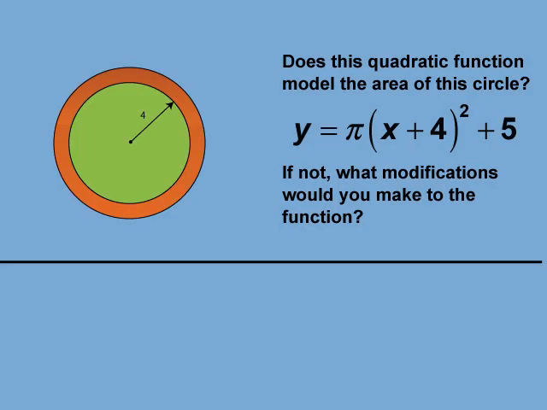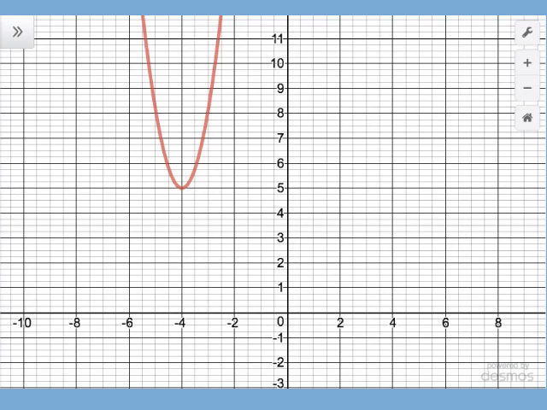Does this quadratic function model the area of this circle? y equals pi times the quantity x plus 4 squared plus 5. If not, what modifications would you make to the function? As before, let's take a look at the graph of the function. As you can see, this function doesn't intersect the x-axis. It can't be written as the product of linear binomials, so there are no real roots to the quadratic.